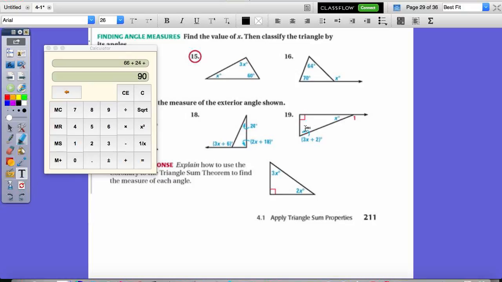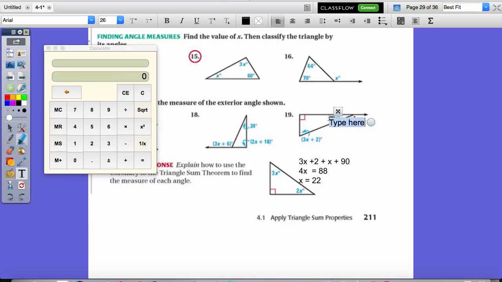And for this one, they want to find angle 1. But I know that 90 plus x plus 3x plus 2, since they're all interior angles, is going to add up to 180. Since one of these is right, I actually know that the 3x plus 2 plus x is going to equal 90 because they're going to be complementary. That means 3x plus x is 4x. I'm going to subtract 2 from both sides. I get 88. Dividing by 4, that means x equals 22.